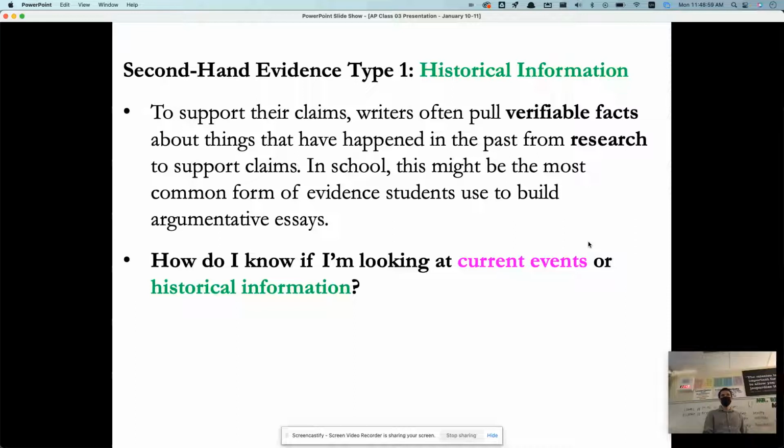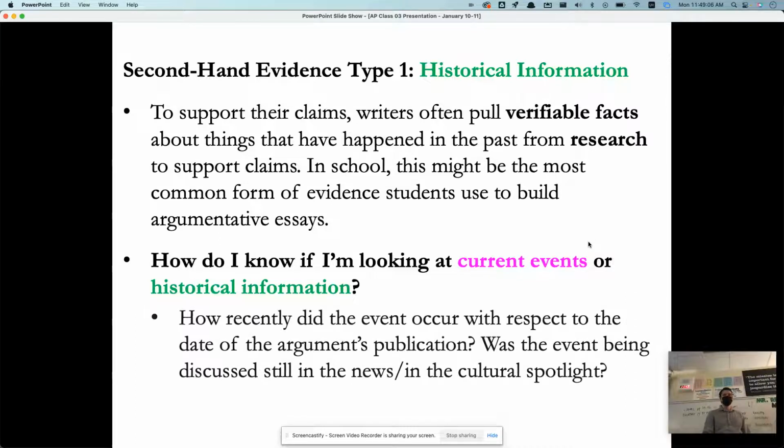In the claims presentation here, a common sticking point is telling the difference between current events and historical information. So you need to look at a couple of things. Number one, how recently did the events occur with respect to the date of the argument's publication?